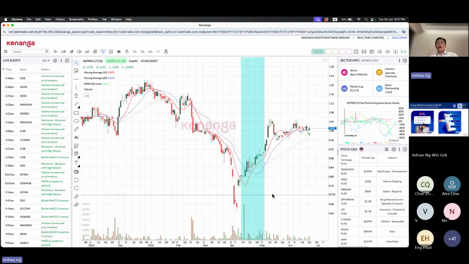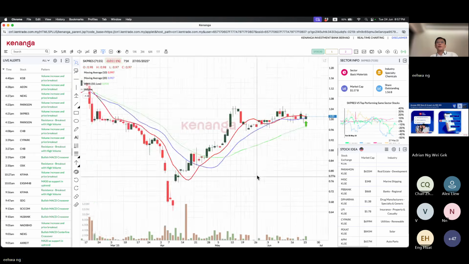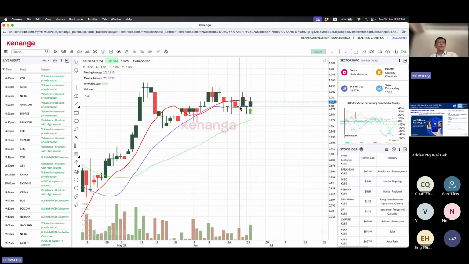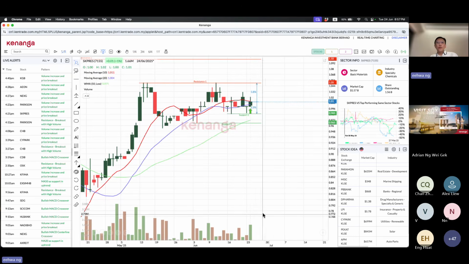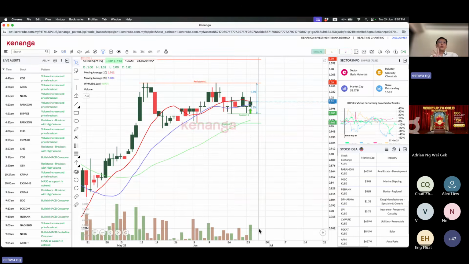SK Press, see SK Press, it is consolidating sideways. So if you want to buy breakout, turn on your SNR. Where's the breakout level? There you go, 105. Now remember, breakout, right? Volume must be high.